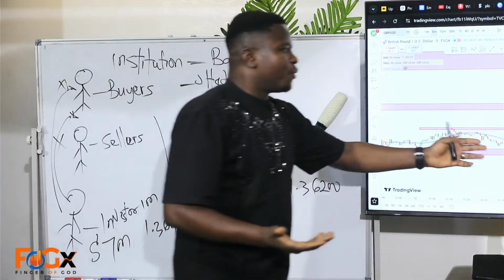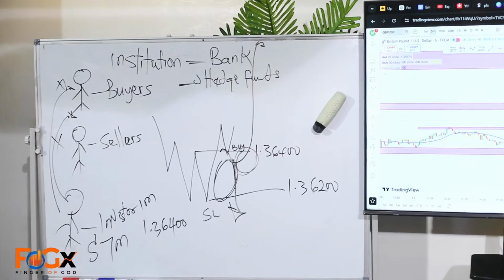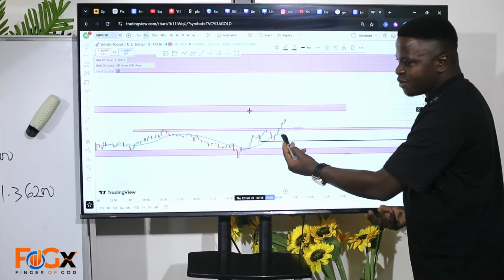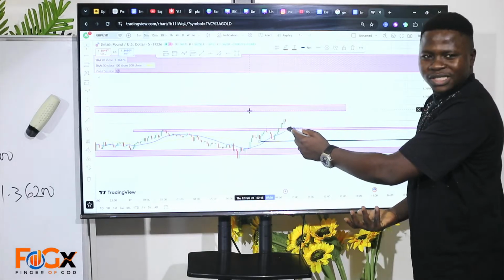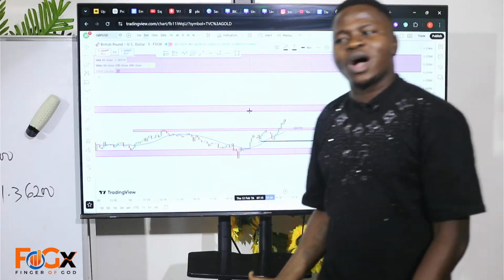So can you see now? It has completely broken this level. Then we want a retest back here. We'll place our buy here. Why are you using 20 SMA as support? Yeah. So we try buy here. We place our stop loss here, and let's watch what happens.